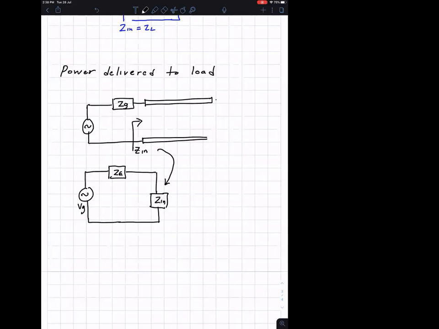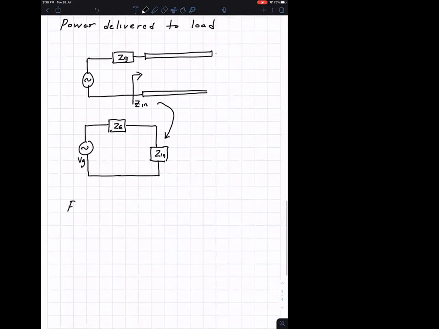For conjugate matching, Z in is ZG conjugate. If we can achieve this, then all the power that is available is transferred to the load, provided it's lossless.